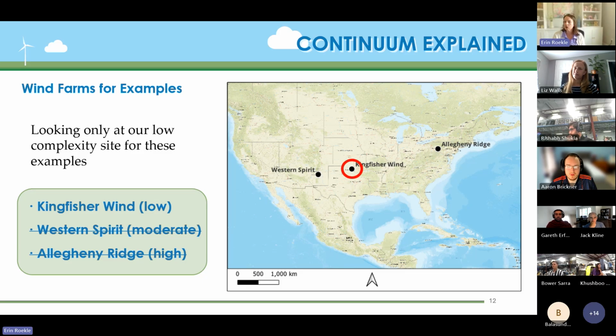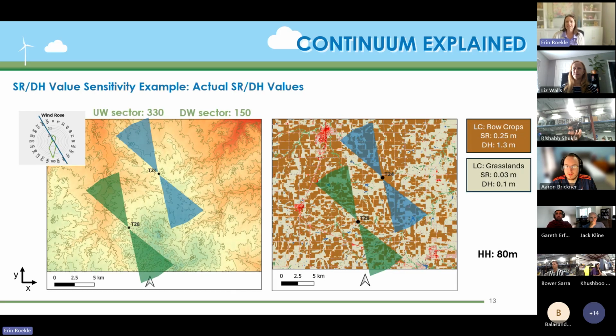We picked Kingfisher wind. It's in Oklahoma. It's a very flat site. So we're not adding a lot into the terrain exposure, kind of the wind speed changes that are going to be due to the exposure. So we can really see what the surface roughness and displacement height, or the changes in wind speed due to surface roughness and displacement height a little bit easier. So we've got a handful of sensitivities to look at for that. But before we looked at any sensitivities, we're like, okay, we need to see what are we actually seeing with the real data without doing any adjustments first. So using the actual data, this is the 2 turbines that we're looking at, T24 and T28.